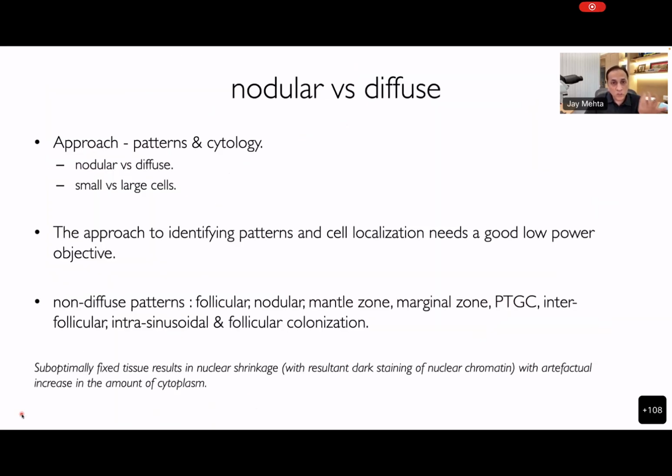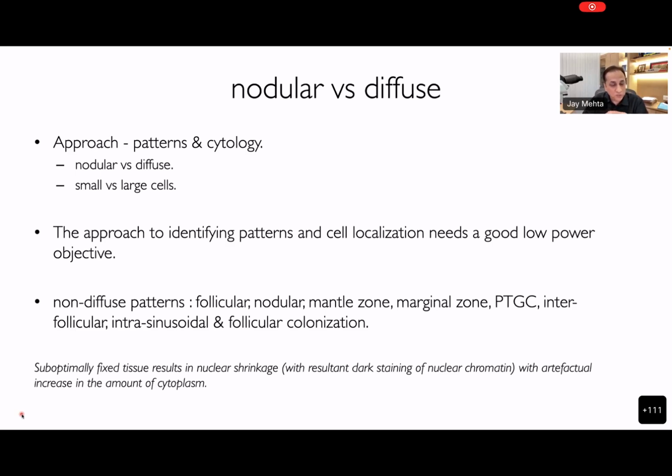So the approach to a nodular versus diffuse lymphoproliferation lies in identifying patterns. So whether it's nodular or diffuse, and if the cells are small to medium or large size, the approach to identifying patterns and cell localization really needs a good low power objective. So basically, if you're going to do lymph node pathology as a specialization or you have special interest in it, you will need a good low power objective such as a 1x or a 2x, because that gives you a great idea on what the proliferation, the architectural pattern, is.